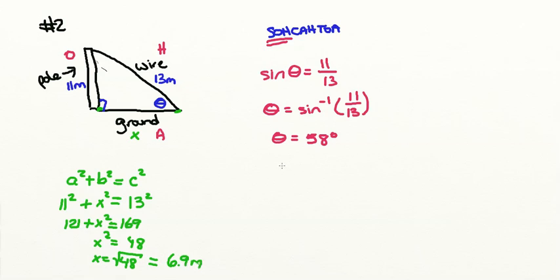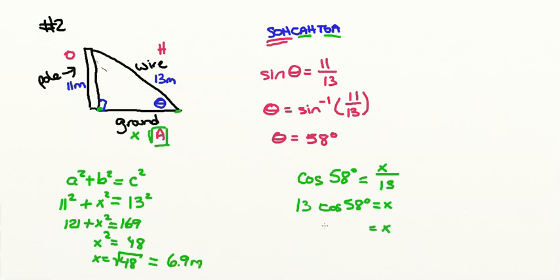We could also use trig. If we're going to be using trig, we want to find the adjacent. And we can choose. So we need to figure out which one here has adjacent. We could use either cosine or we can use tangent. Doesn't matter which, as long as we have the right equation. Let's just use cosine. Our angle is 58 degrees. Adjacent's x over 13. 13 times cos 58 equals x. And use your calculator, you get 6.9 meters.